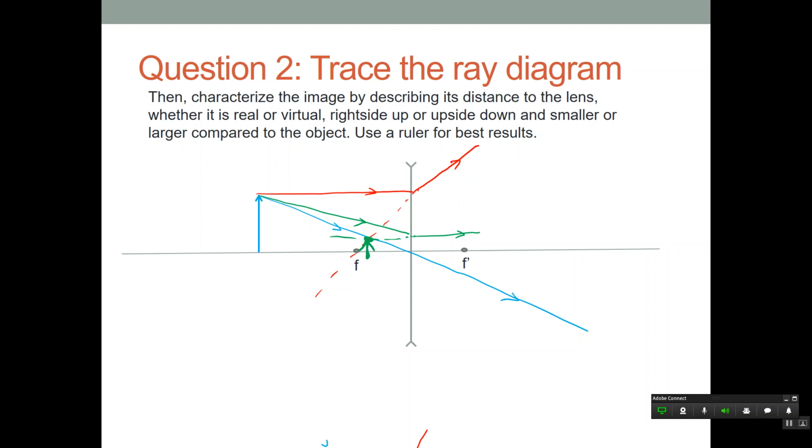Is the image real or virtual? Virtual, because I'm supposed to go through the lens and I didn't. That's weird. Is it right side up or upside down? Is the absolute value of m greater or less than 1? Less than 1. And for all these situations, you could have just used the formulas to figure it out as well. Just the same thing.